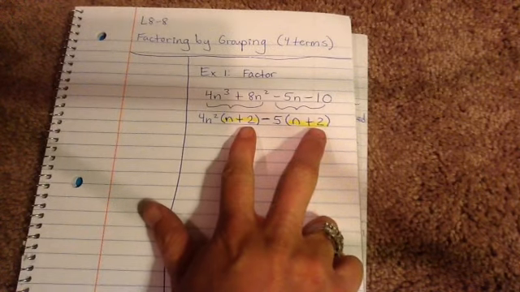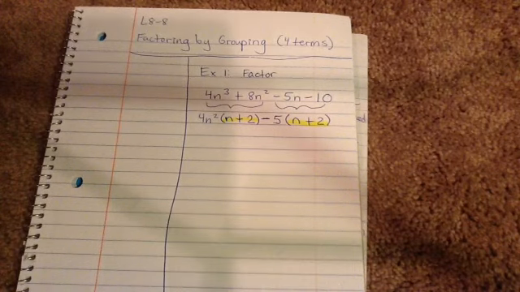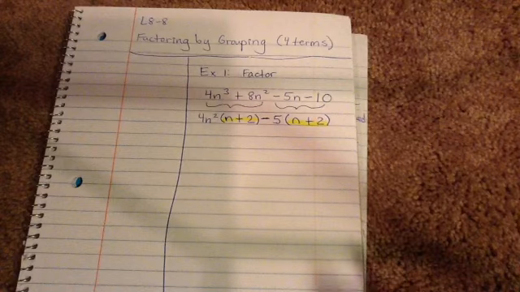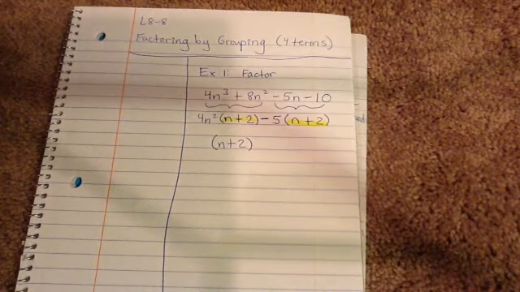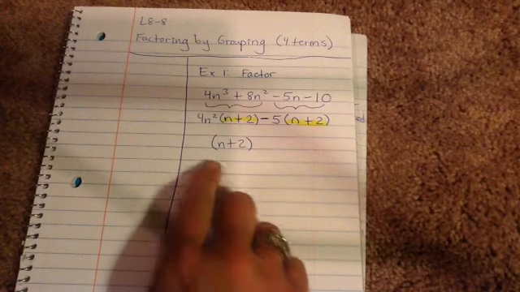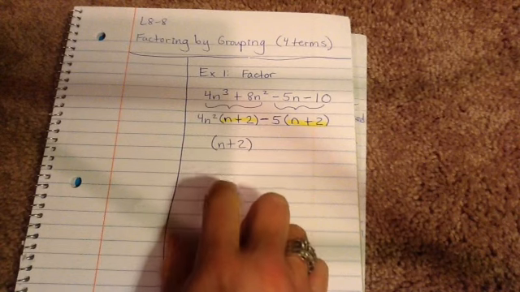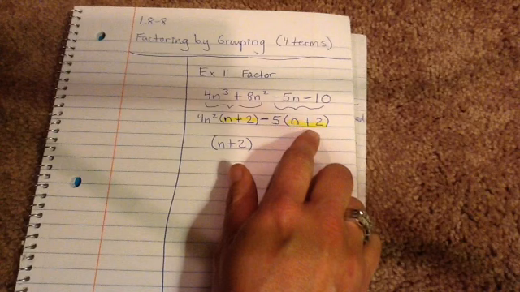Once you have these the same, this is where it gets really easy, and this is what we practiced before winter break. Once you see that these are the same, this is one of your factors. So you just write it one time. You're not writing it twice, you're writing it once. And if you think about the distributive property now, 4n squared would distribute to n plus 2. -5 would also distribute to n plus 2.